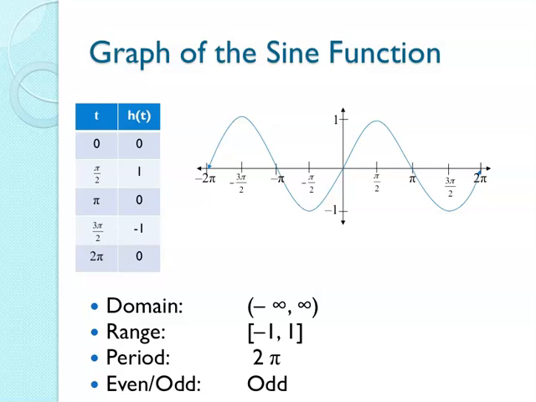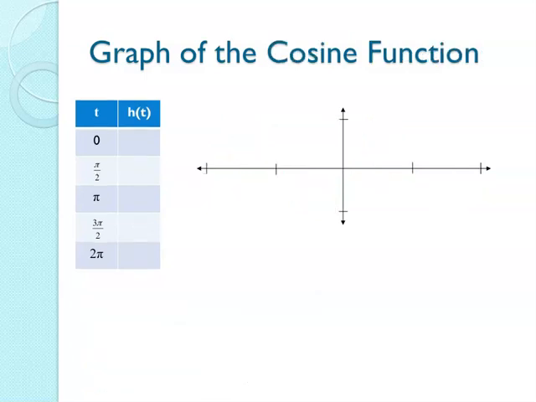All right, let's continue. We're going to go through all of these functions. So we have 1 down, 5 to go. The graph of the cosine function. We'll do the same thing: fill out this table, come up with our graph, and then write down the domain, range, period, and whether it's even or odd. So cosine of 0 is 1, cosine of pi over 2 is 0, cosine of pi is negative 1, cosine of 3 pi over 2 is 0, and cosine of 2 pi is back to 1.